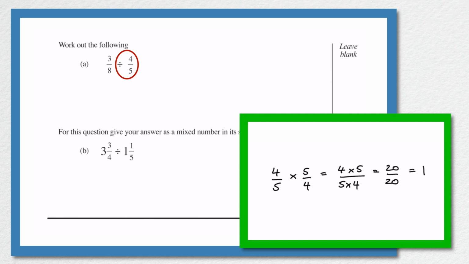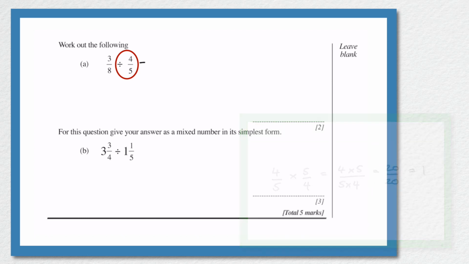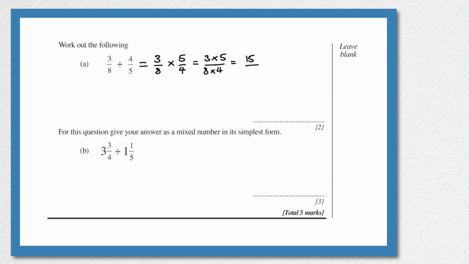So, to change this division into a multiplication, we write this division as 3 over 8 multiplied by 5 over 4, where 5 over 4 is the reciprocal of 4 over 5. We can now tackle the problem as a multiplication. So that's 3 multiplied by 5 over 8 multiplied by 4, which is equal to 15 over 32. And there's our answer.